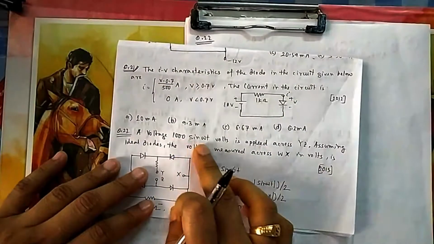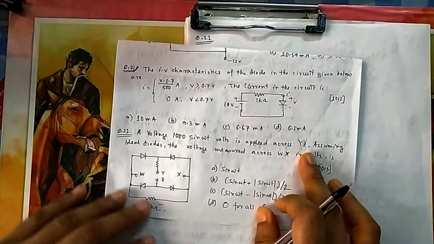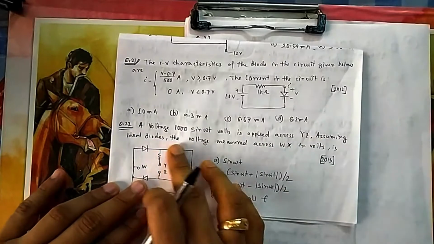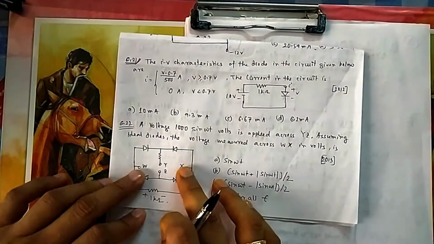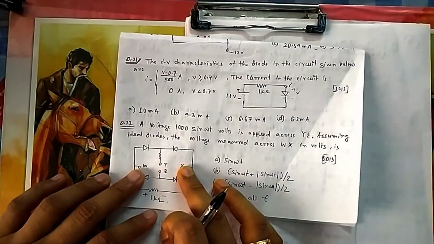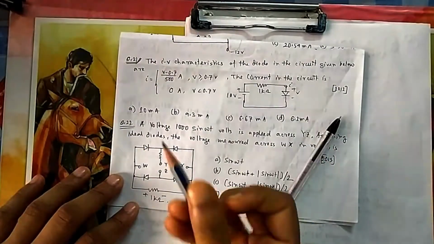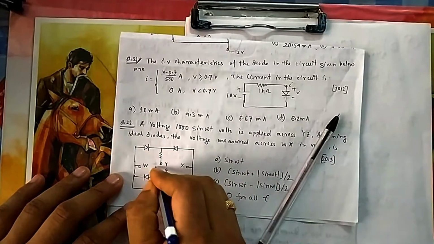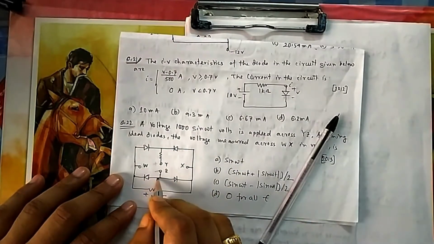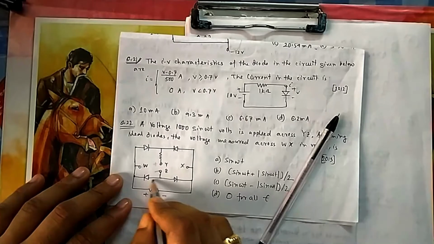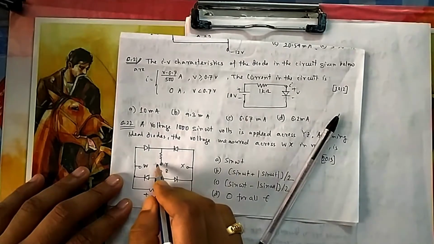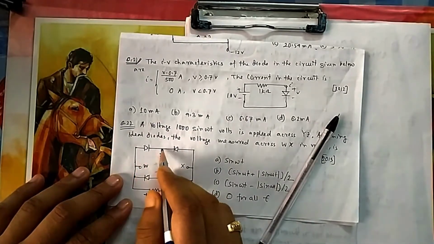A voltage of 1000 sin omega t volt is applied across YZ. Assuming the ideal diodes, what will be the voltage measured across WX? That's what they are asking. Now if I apply a 1000 volt over here, and if I take the positive half, so this is plus, this is minus. So if this is minus, then you can see obviously this diode will be reverse biased, and positive terminal is connected here, so it will also be reverse biased.